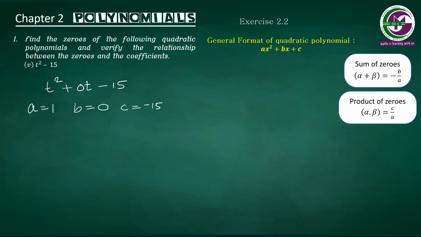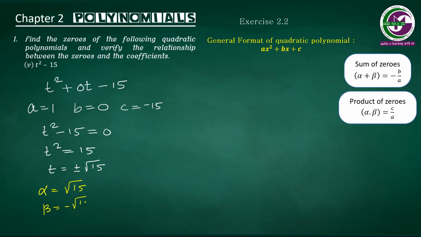Now to find the zeros of the polynomial, we'll equate the polynomial to 0. So t square minus 15 equal to 0. We solved the same kind of question in an example. So we'll take the 15 to the other side. So we'll get t square equals 15, means t equals plus or minus root of 15. So there are two values, plus root 15 or negative root 15. So alpha equals plus root 15 and beta equals negative root 15. Clear?